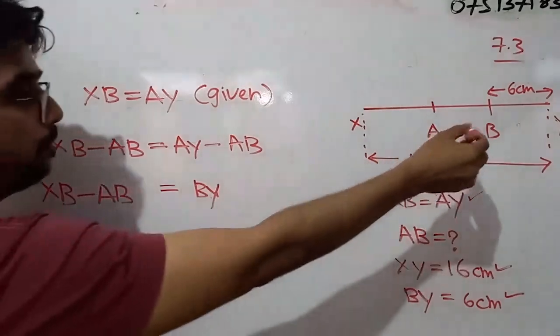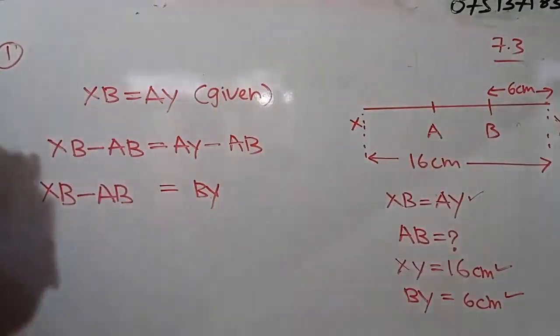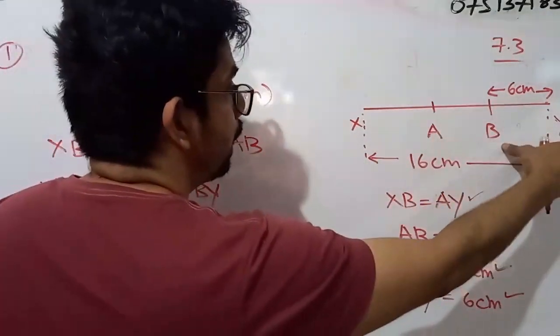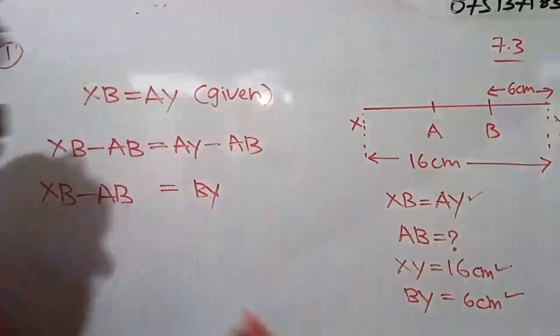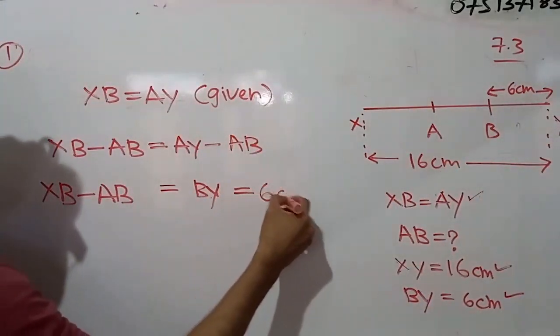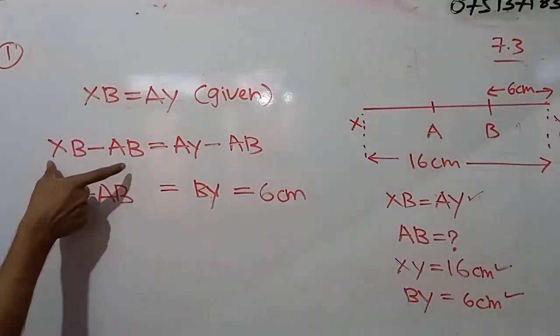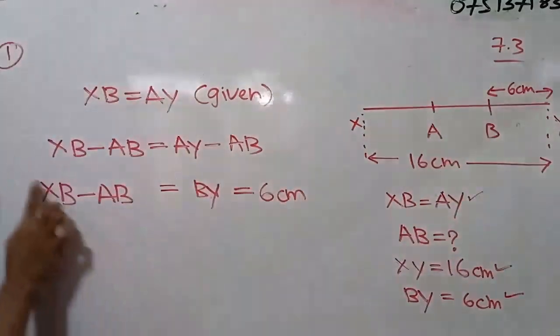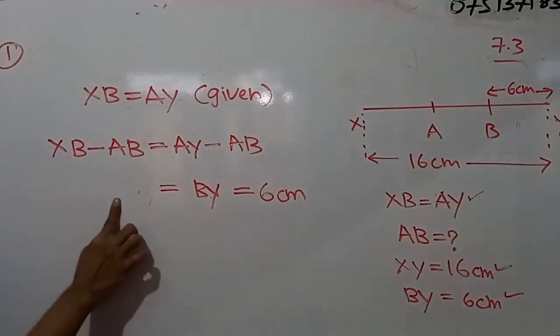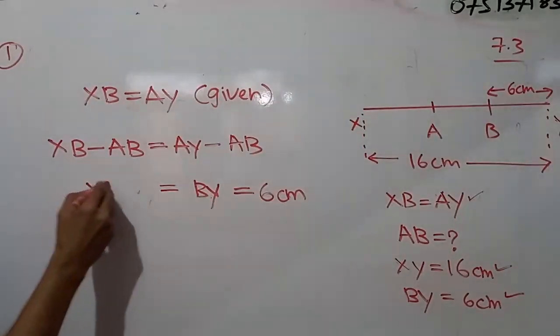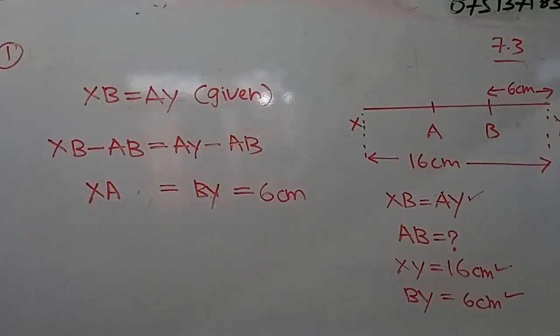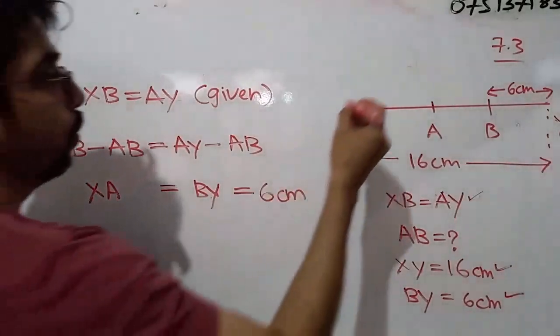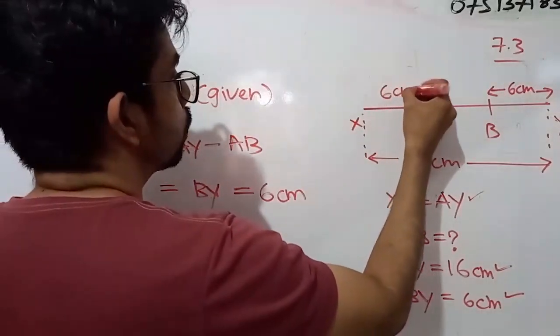AY minus AB, we get this length. What is that length? 6 centimeters. So we can write this as 6 centimeters. Then XB minus AB, what is that? Instead of this, what can I write there? XA. So now we know this length is also 6 centimeters.